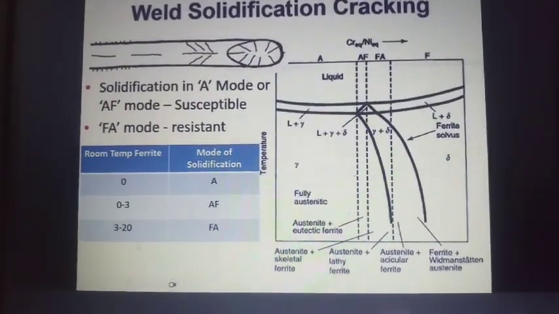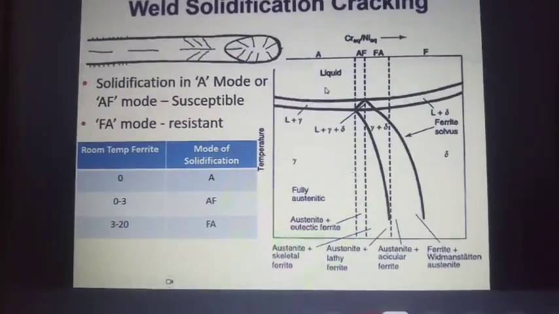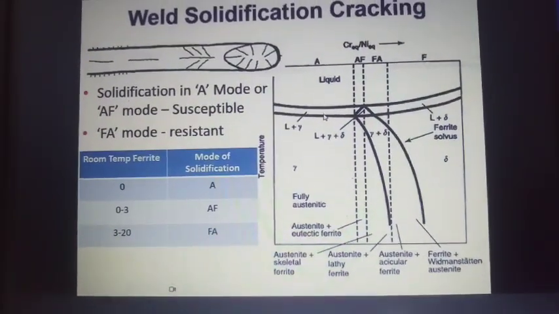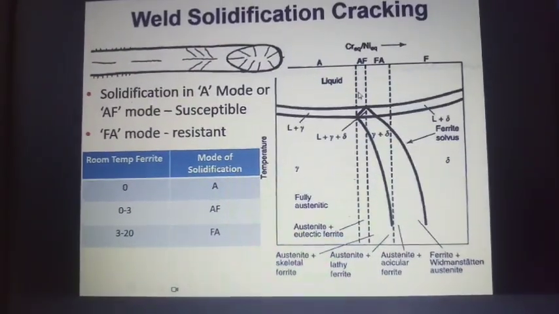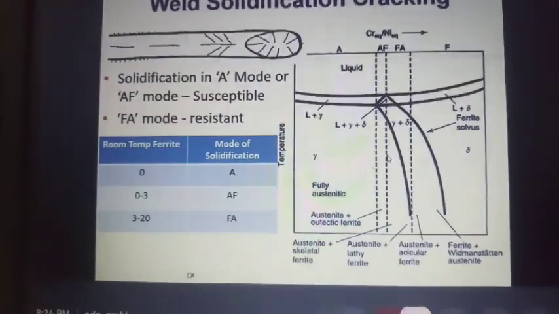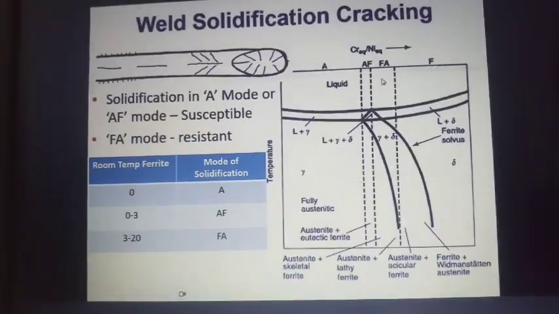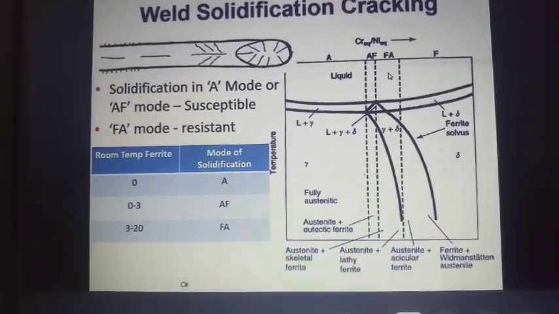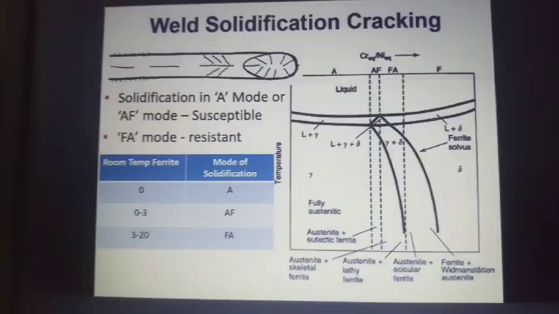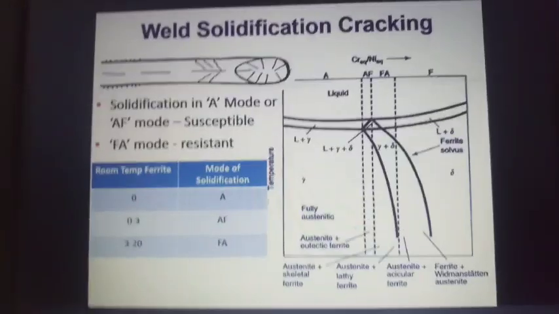The solidification mode should not be fully austenite. From liquid directly, if it forms austenite, there is a high chance of cracking. If it forms first austenite and then transforms to ferrite and then forms austenite, there is also a high chance of cracking. I will tell you why in a later slide. But if you have a liquid weld metal that forms ferrite first and then transforms to austenite, it has a high chance of not having any solidification cracking.